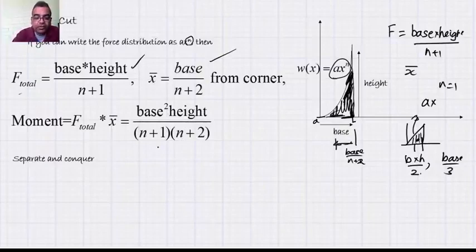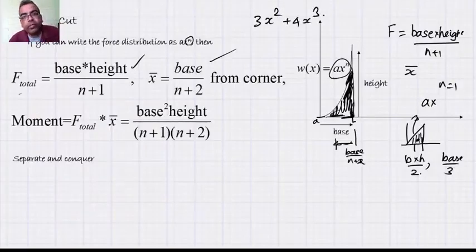The advantage of this is most of the curves you are looking at can be written as some sequence of a x to the n. So what happens if your equation is 3x squared plus 4x cubed? No panic. You just do the same thing, except that you have to do it for each of them.